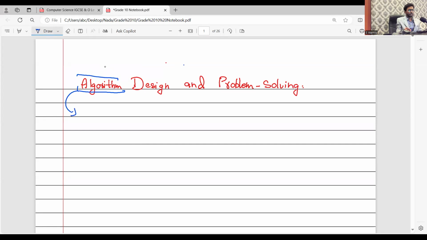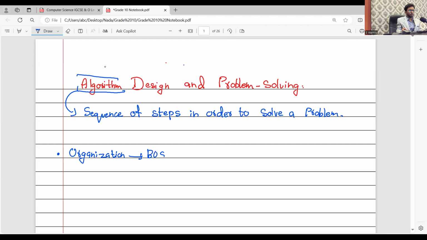Basically, an algorithm is known as a sequence of steps in order to solve a problem. For example, if you are working in any organization and your boss suddenly calls you and says that this is my problem, for example, you are recording your employees' attendance, so you are requested to create a program for your employees' attendance. That is going to be the problem of that organization. So how are you going to solve it? You are going to solve it with the help of an algorithm.